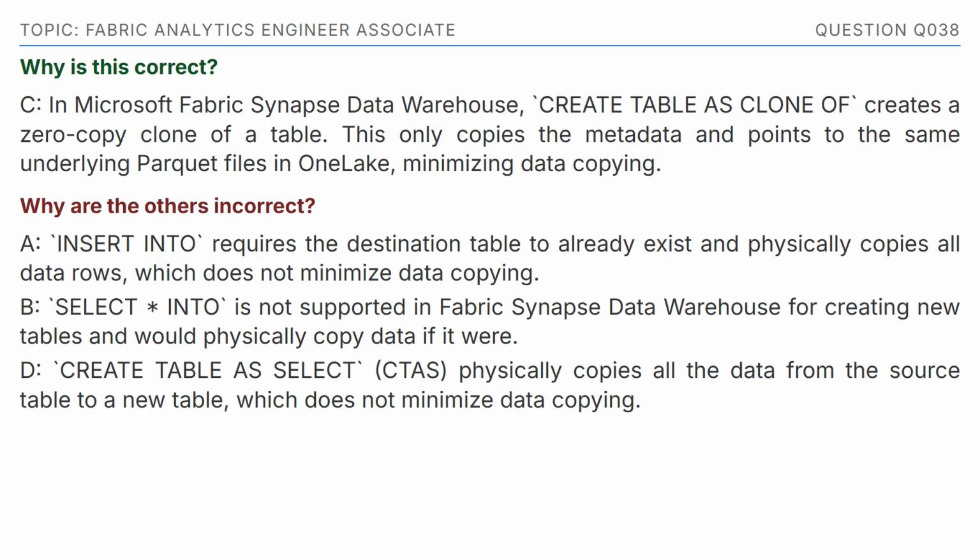Why are the others incorrect? A. Insert into requires the destination table to already exist and physically copies all data rows, which does not minimize data copying. B. Select * into is not supported in Fabric Synapse Data Warehouse for creating new tables and would physically copy data if it were. D. Create table AS select, CTAS, physically copies all the data from the source table to a new table, which does not minimize data copying.